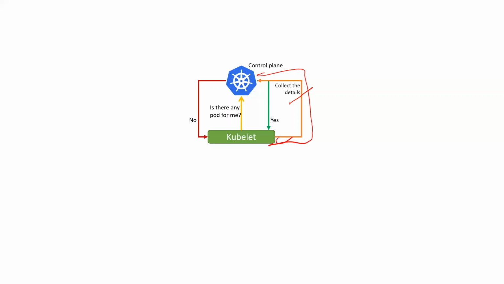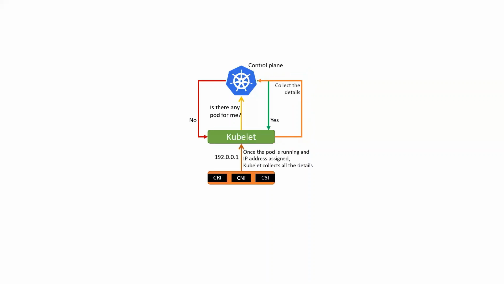So the kubelet, what it does, immediately it reads that and assigns all the tasks to three interfaces. One is the container runtime interface, the container network interface, and the container storage interface. These three are very important for scheduling the pods. Why? Because the container runtime takes care of running the particular pod, like Docker, right?